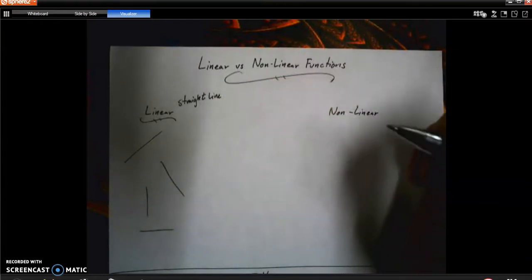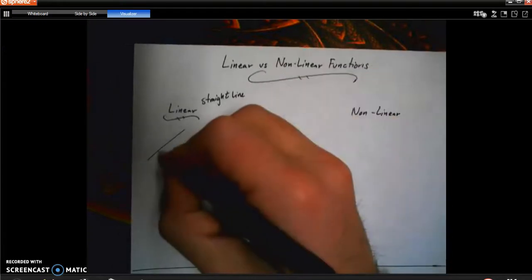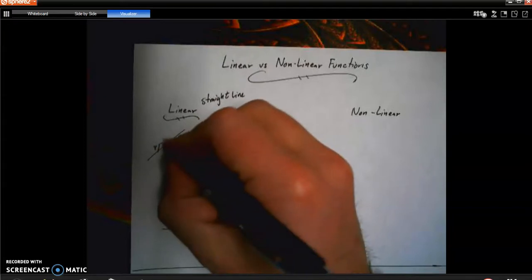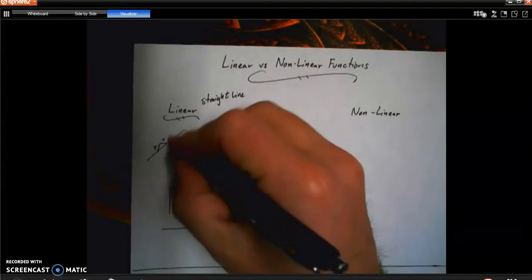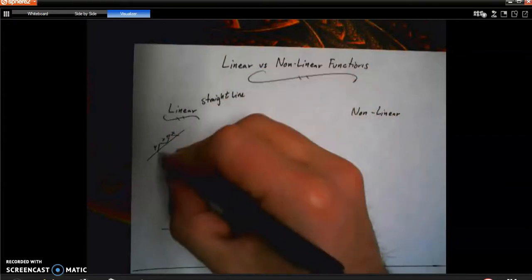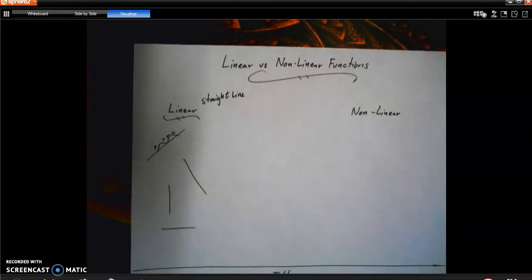Okay, now lines are kind of simple. Lines are constant, right? They explain lines by going the change in y over the change in x, or how steep it is. And if you look at it, it's always going to be the same, like a staircase.